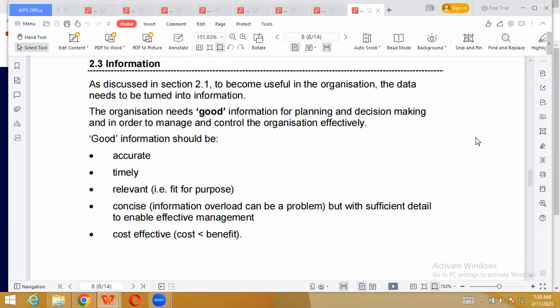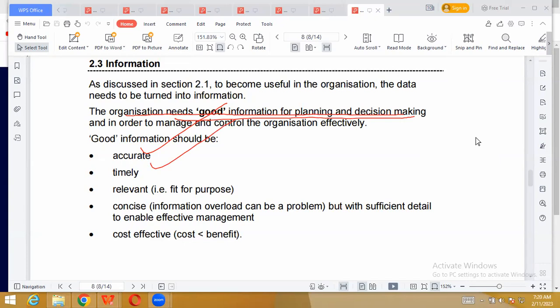So what we are going to do now is look at the characteristics of good information. What should good information look like? One, it should be accurate. When we use information for the purpose of decision making, it should be accurate. Secondly, information should be timely. When you say timely, what exactly are we saying?